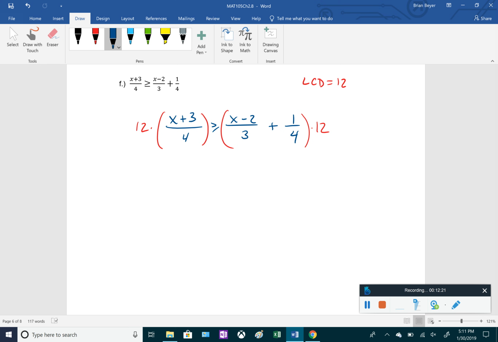So I'm going to simplify this. 12 divided by 4, so the left-hand side, 12 over 4 is 3. So this 3 right here came from 12 over 4. And then 12 over 3 on the right-hand side, we have to distribute that 12 to both terms. 12 over 3 is 4. So we get 4 times x minus 2 plus 12 times 1/4 is 12 divided by 4, which is going to be 3.